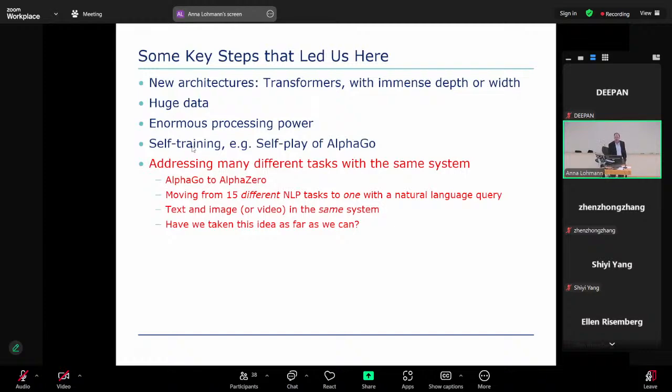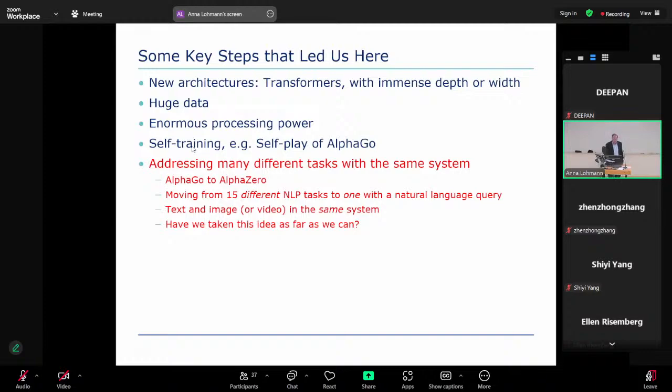So, of course, to review some of the key steps that led us here, there were new architectures like transformers, much larger data, enormous processing power, certainly some improvements like using cross-entropy error function, using ReLU and other activation functions, the whole idea of self-training that started with AlphaGo and then AlphaZero. But I would argue maybe the biggest step in all of this was when the community decided to stop treating every natural language processing task as a different task and try to treat them as one unified task, to have a foundation model like GPT-4, ChatGPT for all of these different tasks. And I think we haven't taken this far enough.